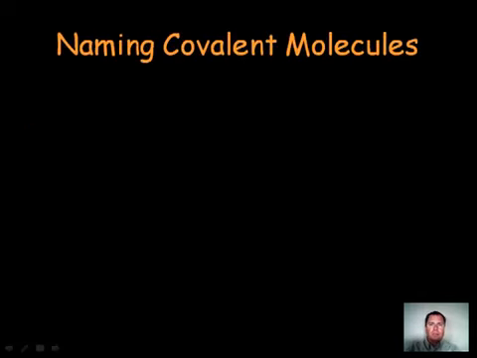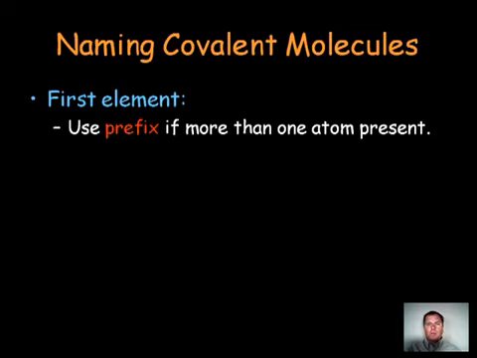Naming covalent molecules is relatively easy. We don't have to worry about crisscrossing charges. What we do is look at the first element and use a prefix, remember, a word that goes in front of something else, if there is more than one atom present.